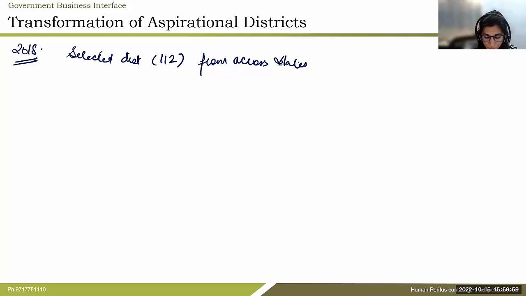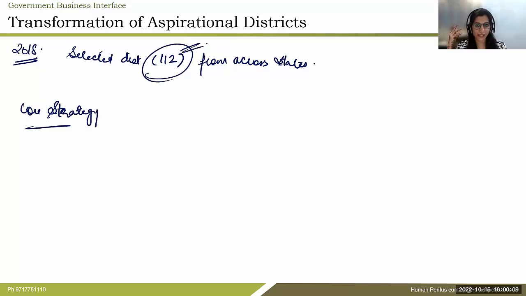All right. So what was the core strategy? Now, after identifying that we have selected 112 districts, all right, we will call them aspirational districts.